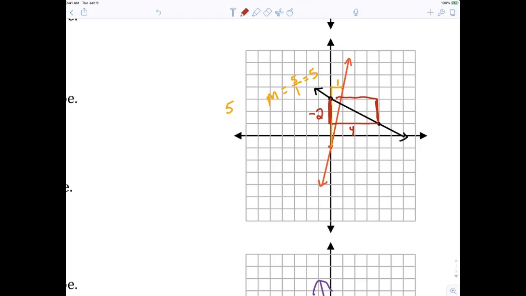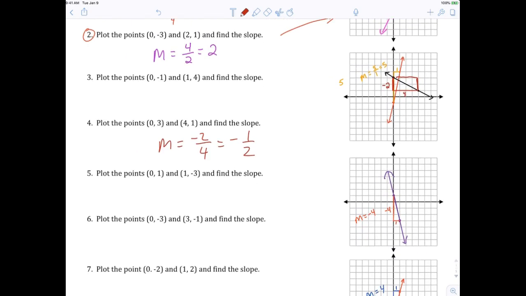Beautiful. How do you figure out which one's the denominator and which one's the numerator? Rise is the numerator. The run is the denominator. The change in y is the numerator. The change in x is the denominator. Rise over run. Super, super important.